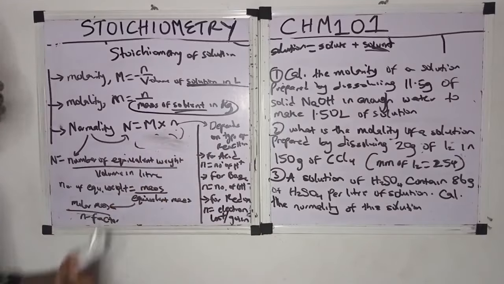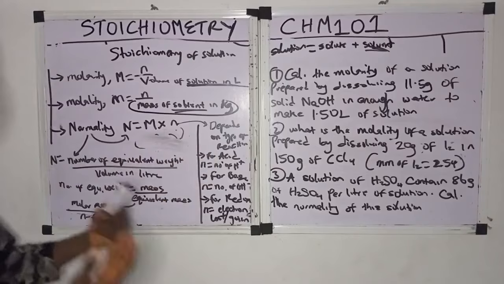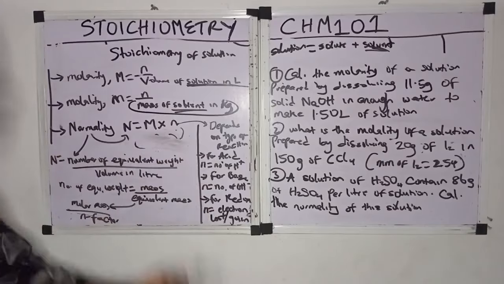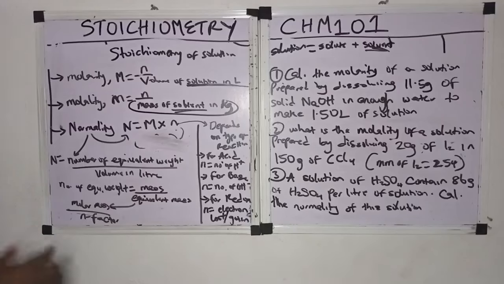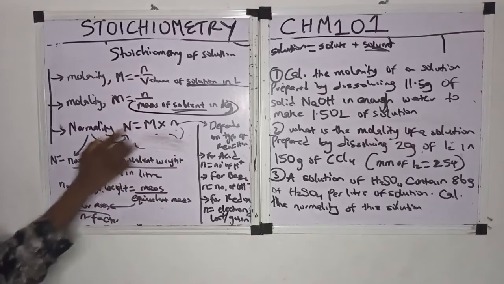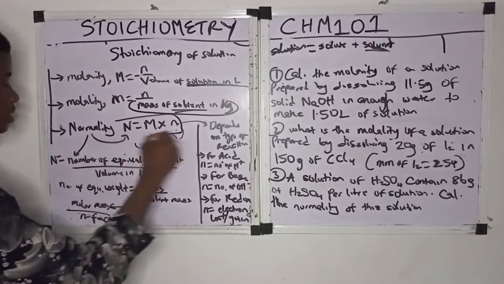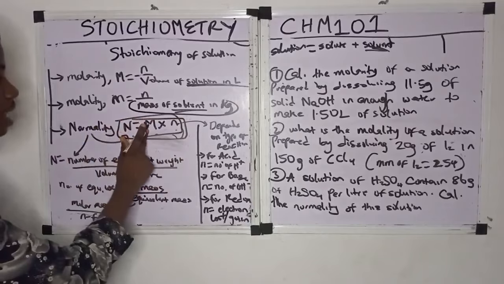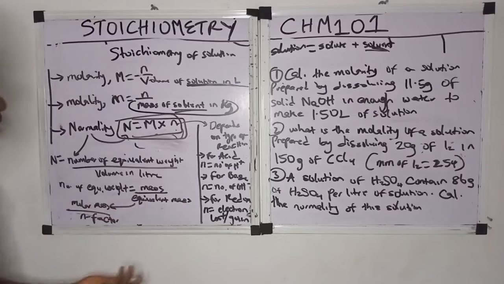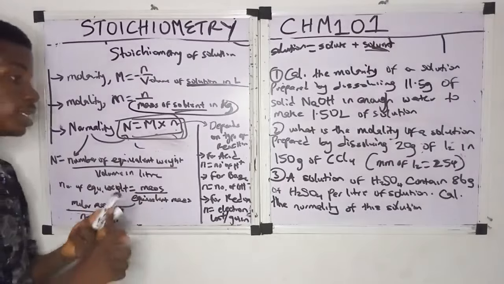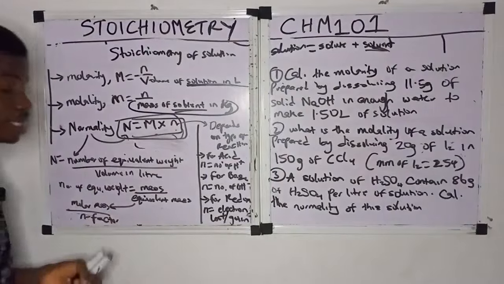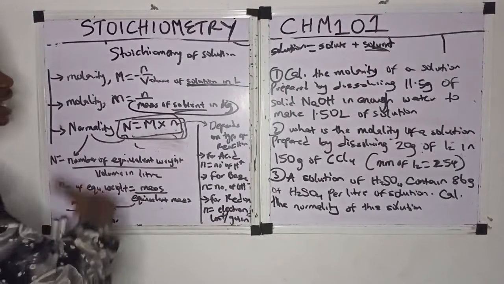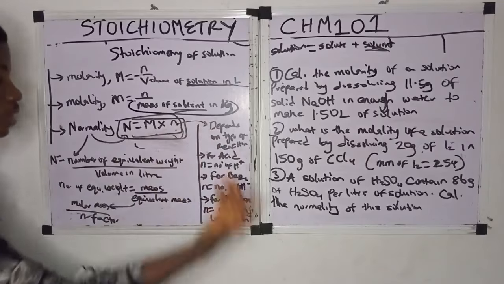For acid, n equals the number of H plus. For base, n equals the number of OH minus. Then for redox reaction, n equals the number of electrons lost or gained. So it depends on the type of reaction. This is one formula to calculate normality: normality is equal to molarity times n. N depends on the type of reaction. For acid, n is the number of H plus. For base, n is the number of OH minus. For redox reaction, n equals the number of electrons lost or gained.